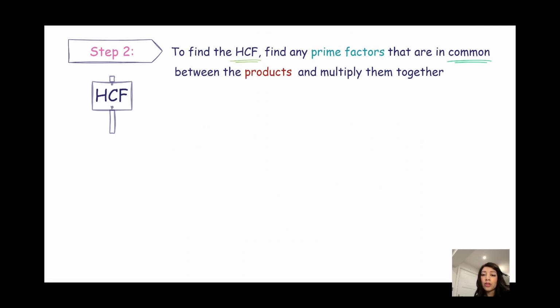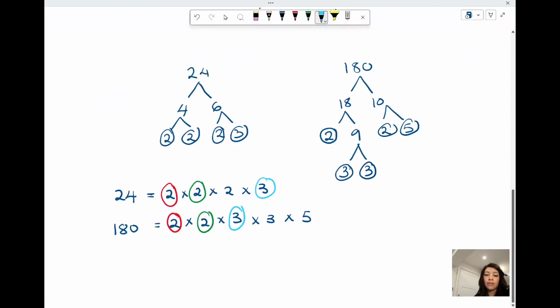And what we then need to do is multiply them together. So what we do, 2 times by 2 times by 3, which is 12. So the highest common factor for 24 and 180 is 12.